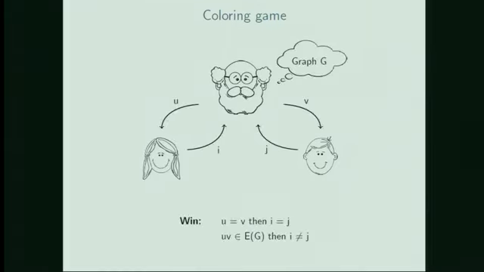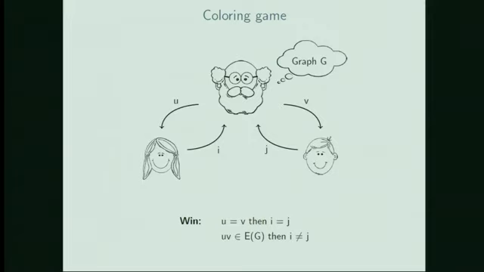So the game is as follows. Alice and Bob and their grandfather are going to decide upon a graph they're going to play on. Once they decide the graph, they can decide a strategy, they can talk, they can do whatever they want, but once the game starts, Alice and Bob go into separate rooms and they won't be able to communicate. So in the game, each of the two kids is going to receive a vertex. Let's say Alice receives a U and Bob receives a V.